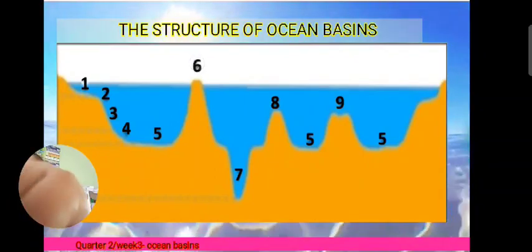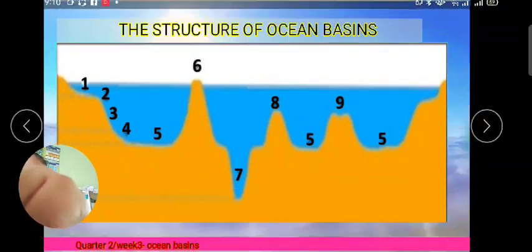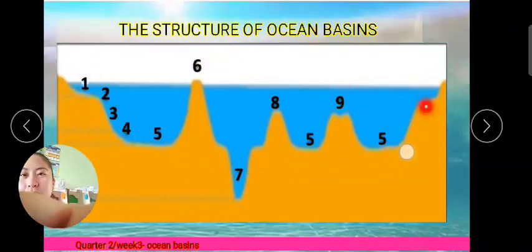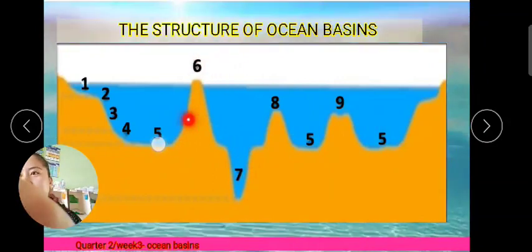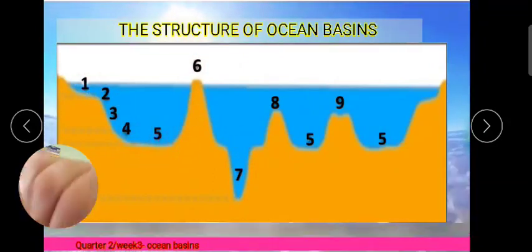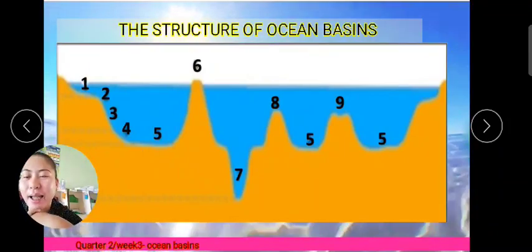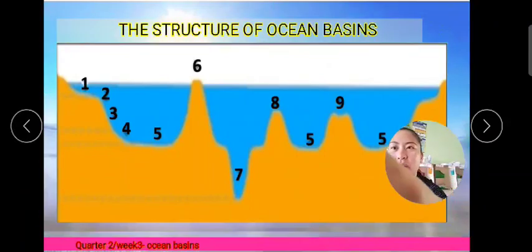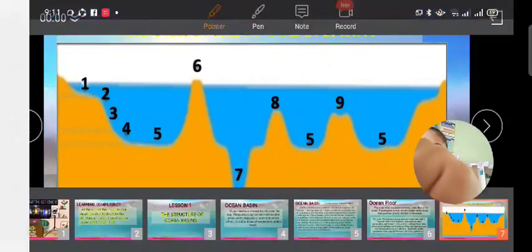So, another one, we also have here the structure of ocean basins. So, all of these numbers here will determine or lead us to the parts of the ocean basins. So, dito we have 1, 2, 3, 4, 5, 6, 7, 8, and 9.